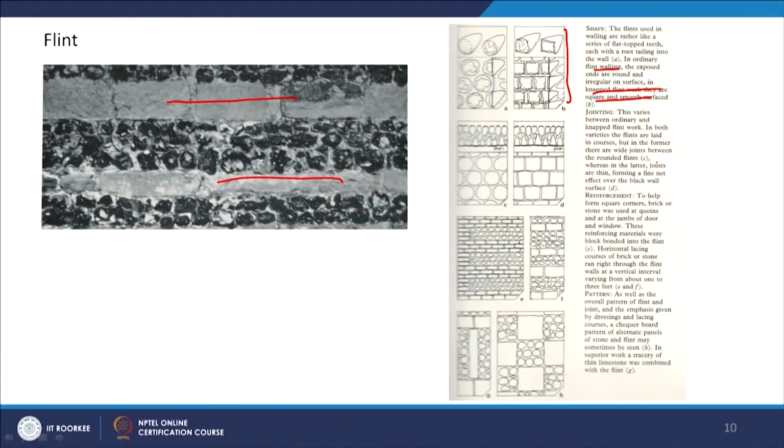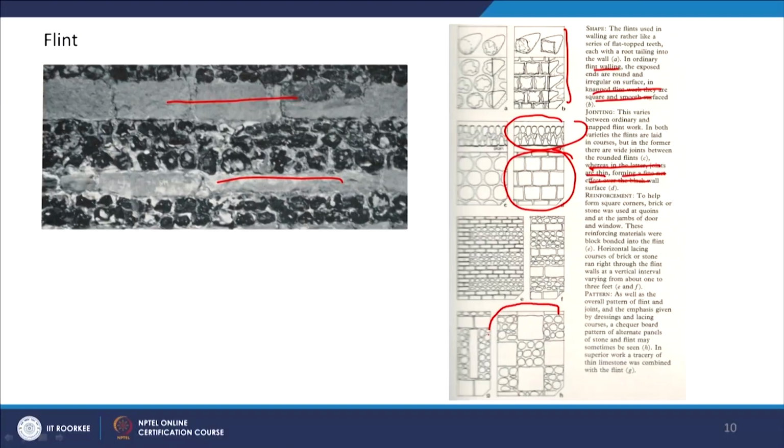Similar to cobbles and pebbles, all the details are given here. For example, joints are thin, forming a fine net effect over the black wall surface. You see the plan here and you see the elevation. The flints are put like this, and in between they get a kind of bonding. Sometimes limestone is also combined with the flint.